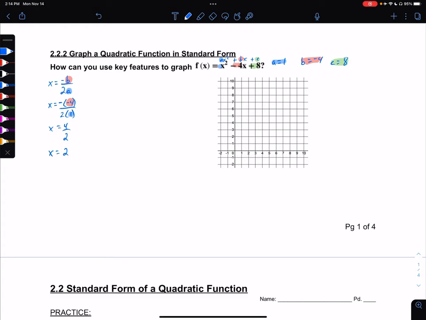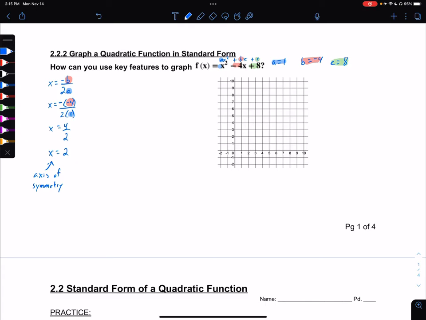Now, before we move on, I want to make a point that x equals 2 is the x-coordinate for our vertex. We did that in the previous example. But the x-coordinate of your vertex is also your axis of symmetry.